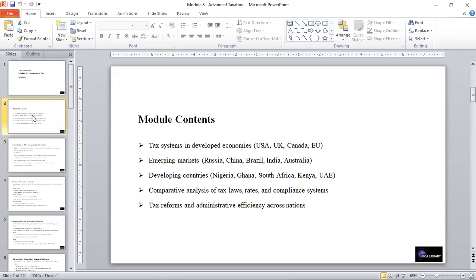Brazil, India, Australia, and then we look at developing countries like Nigeria, Ghana, South Africa, Kenya, the United Arab Emirates, and we make a comparative analysis of the tax system, the rate, tax law, and the compliance system, and lastly, the tax reform and administrative efficiency across these nations.